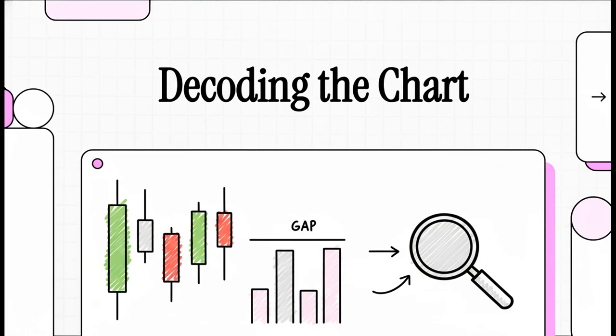Hey everyone, have you ever looked at a stock chart and felt like you were trying to read a completely foreign language? Well, today we're going to decode it. We're going to learn how to read the market's story by focusing on three key elements: candlesticks, price gaps, and volume. By the end of this, you'll be able to see the narrative behind the numbers.